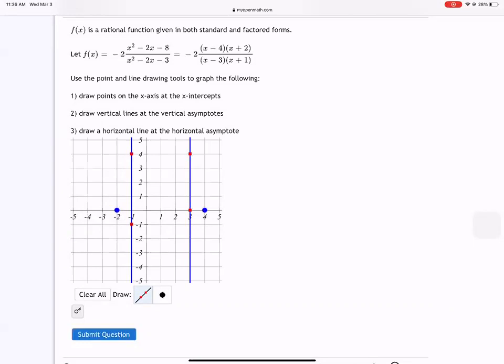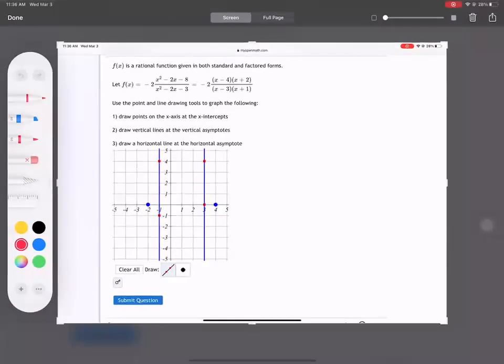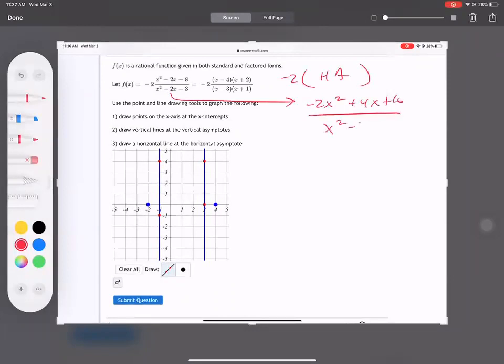Our last one here is our horizontal asymptote line. Now, the problem writes this a little funnier than we normally would. But we can say this is negative 2 times our horizontal asymptote, whatever that is. But if you want to multiply it out, this would have been negative 2x squared plus 4x plus 16 over x squared minus 2x minus 3. This is how normally you would see it.